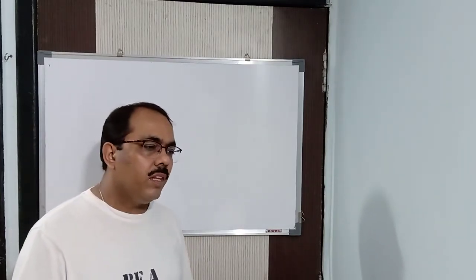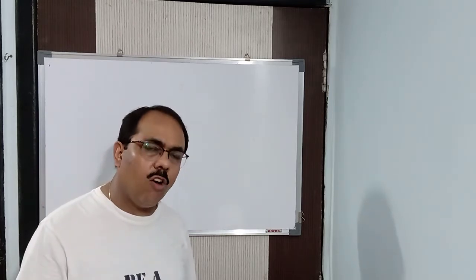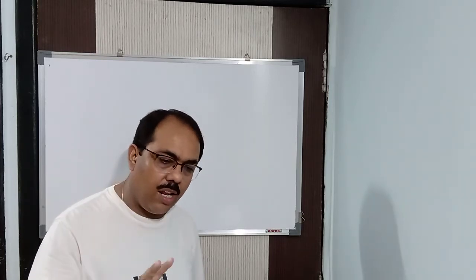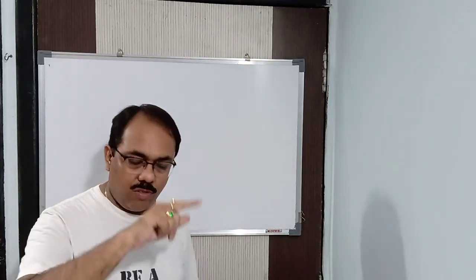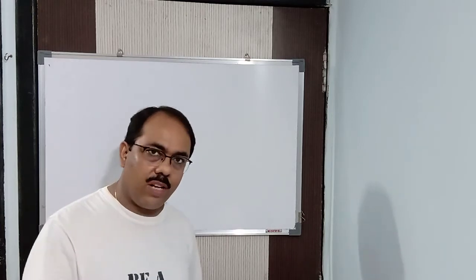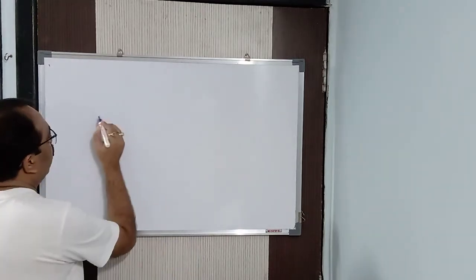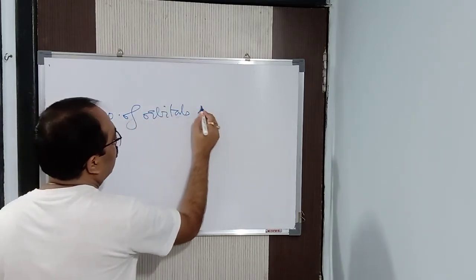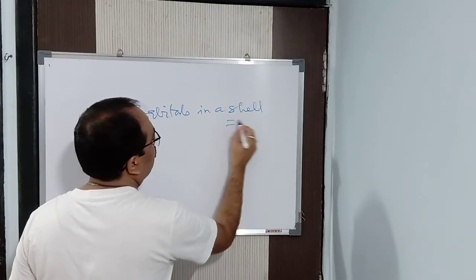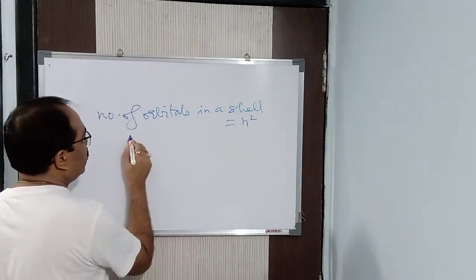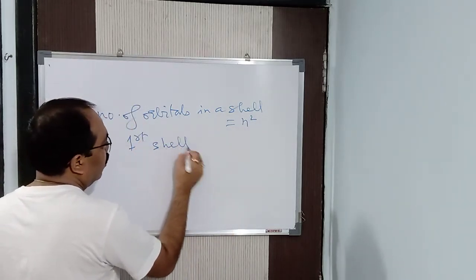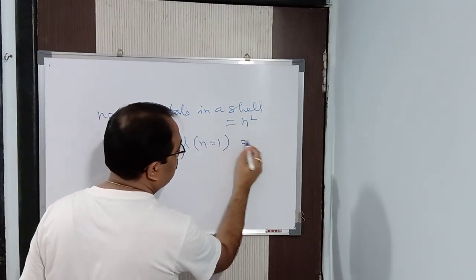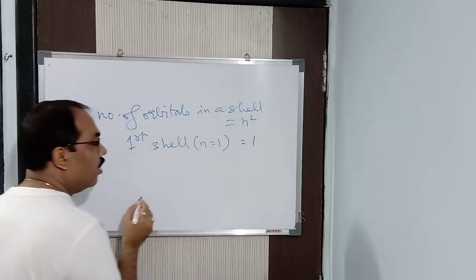Now, next, if it is being asked how many orbitals are present in a given shell, remember it. In a particular shell, how many orbitals are there? Because, as I said, inside the shells we have subshells, inside the subshells we have orbitals. So the formula is: number of orbitals in a shell is equal to n square. So first shell, n is equal to 1, that is K shell, will have how many orbitals? N square means 1. Yes, 1 orbital only.